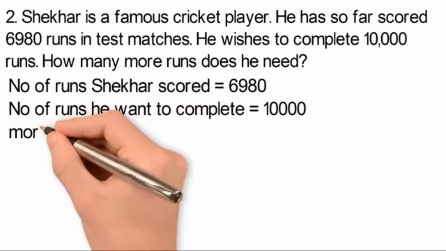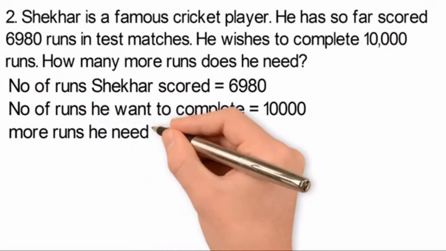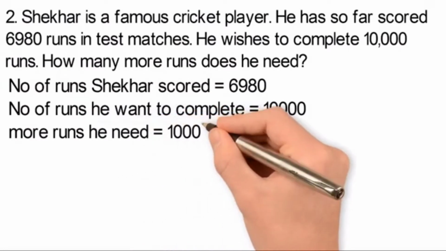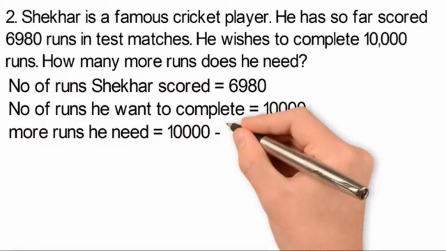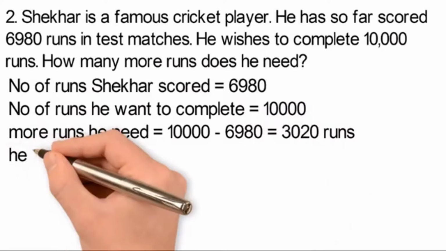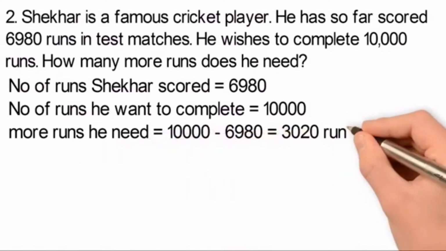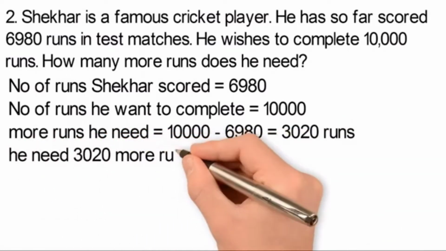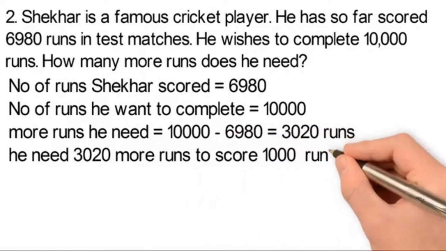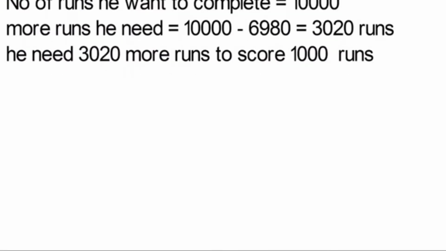Number of runs Shekhar scored. See, number of runs he wants to complete is 10,000. So how many more runs does he need? So we have to come back from the score, the final score to be reached. It is 10,000. So we will have to subtract the score already made from the final score. So we'll get the answer 3,020 runs. So Shekhar needs 3,020 more runs to score. Understood? So don't forget to write the answer in words. I wrote here.